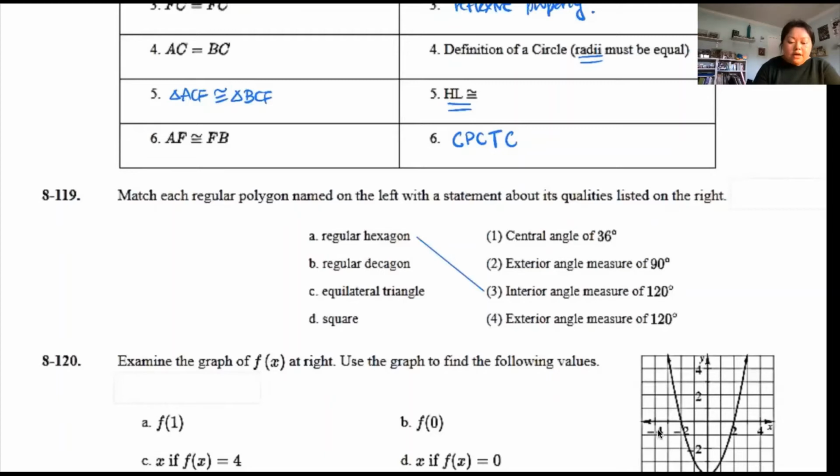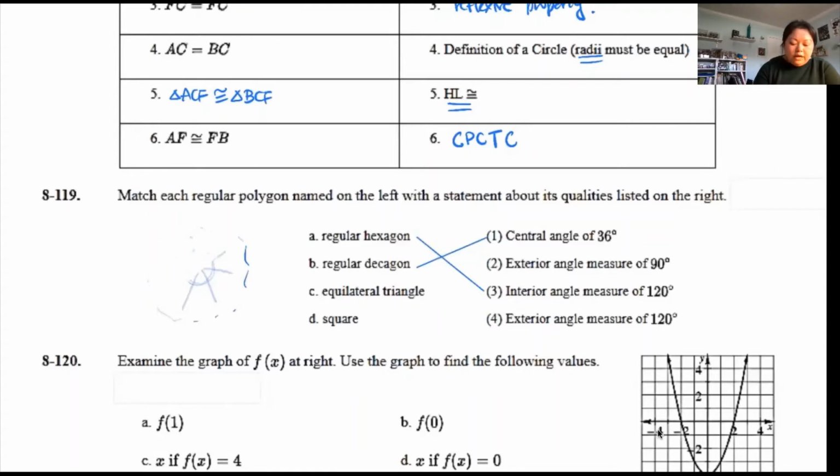A regular decagon, you can figure out the area by cutting it up into triangles, right? That's how we figure out all these polygons. So what happens to the middle central angle there? You take 360 and divide by how many triangles you create. Because it's a decagon, there are 10 triangles, so 360 divided by 10 gives me a central angle of 36 degrees.